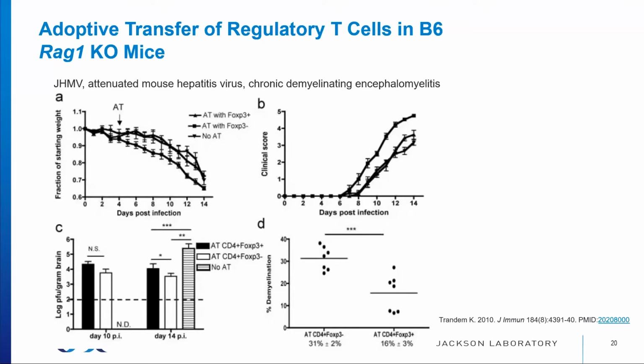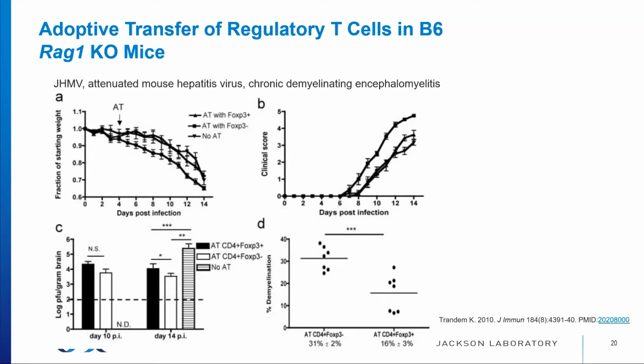Since RAG1 knockout mice, by definition, do not mount an appreciable T cell response, they are protected. However, transferring splenocytes from immunized mice to the RAG1 knockout mice recapitulates the demyelination one would typically see in immunocompetent mice. The RAG1 knockout mice can be used for adoptive transfer of regulatory T cells.